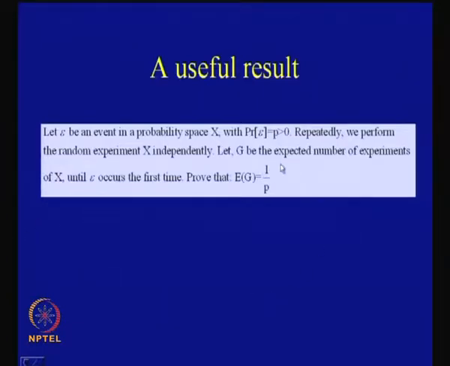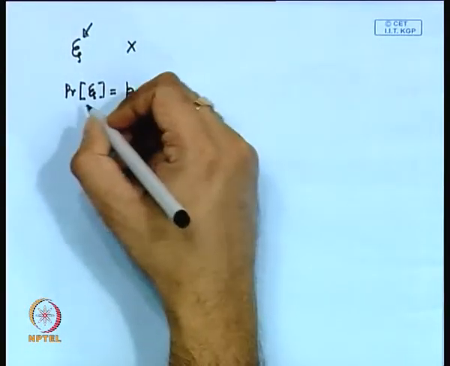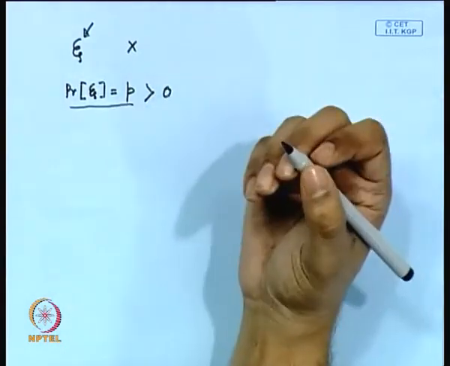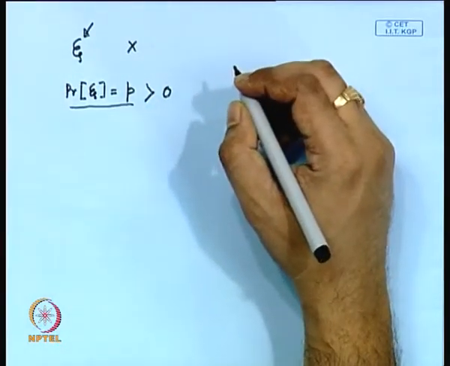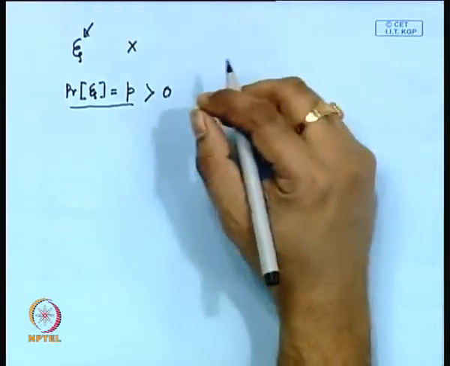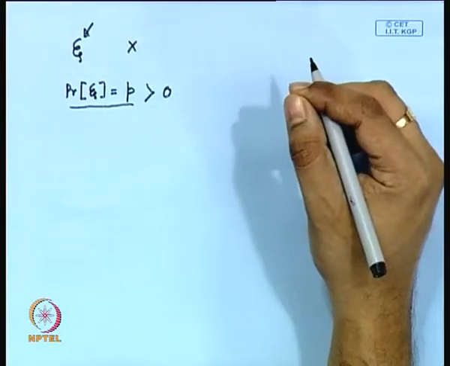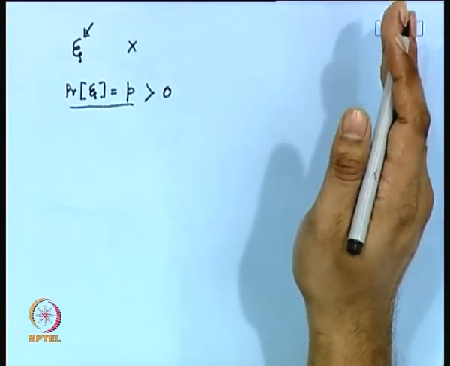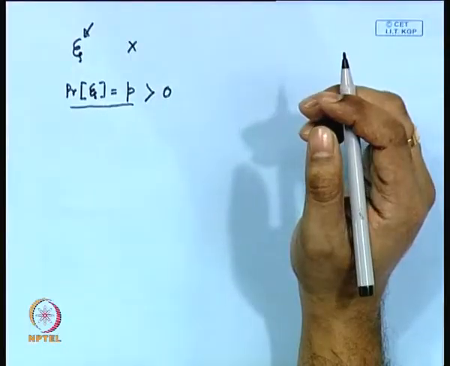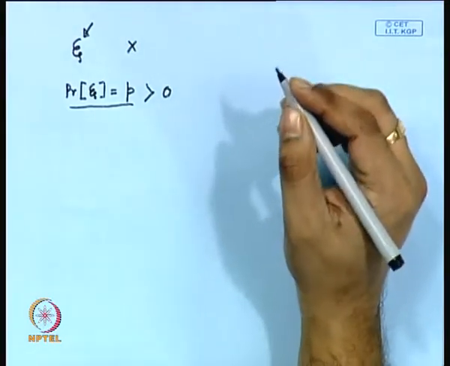So what we need is the expected number of experiments of X until epsilon occurs the first time. We are interested in a particular event, and we know the probability of this event. We need to find out the number of times we would like to repeat this experiment until we first get the success. The success is defined as the event epsilon occurring. So how do we compute that?